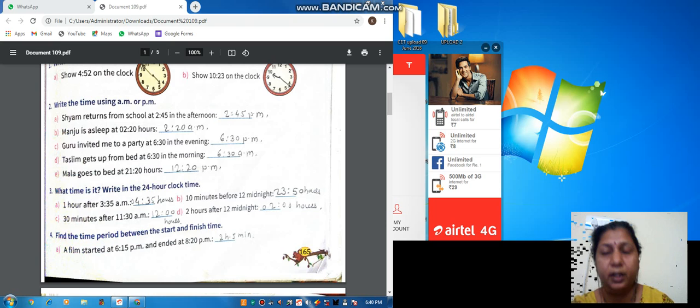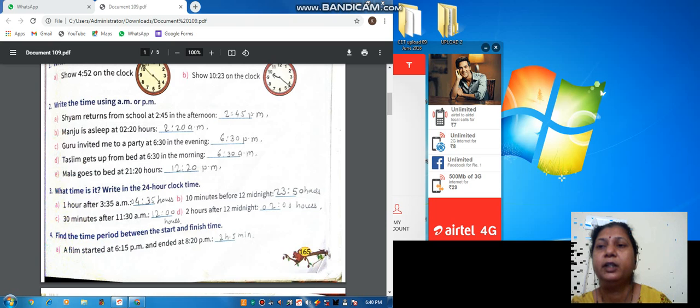If it is 12 at midnight, it is 24 hour clock, right? But it is 10 minutes before. So 10 minutes before means 23 and it is 50 minutes, okay? So it is 23:50 hours, okay?